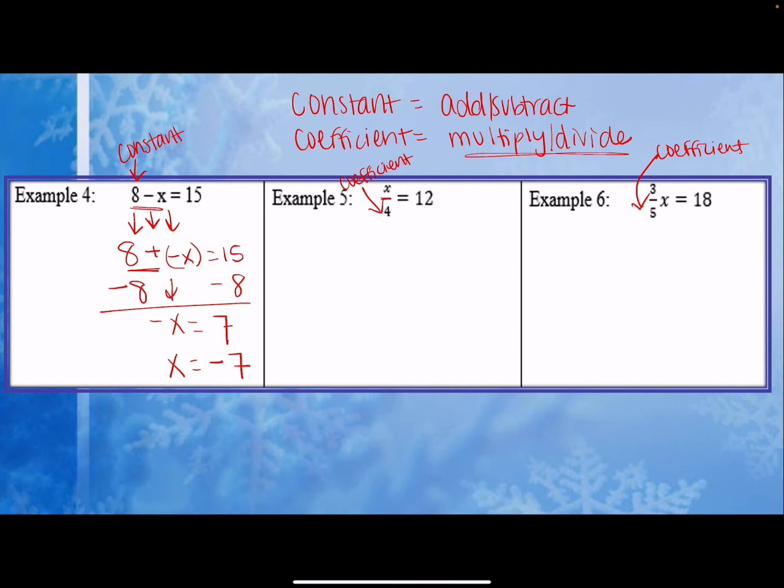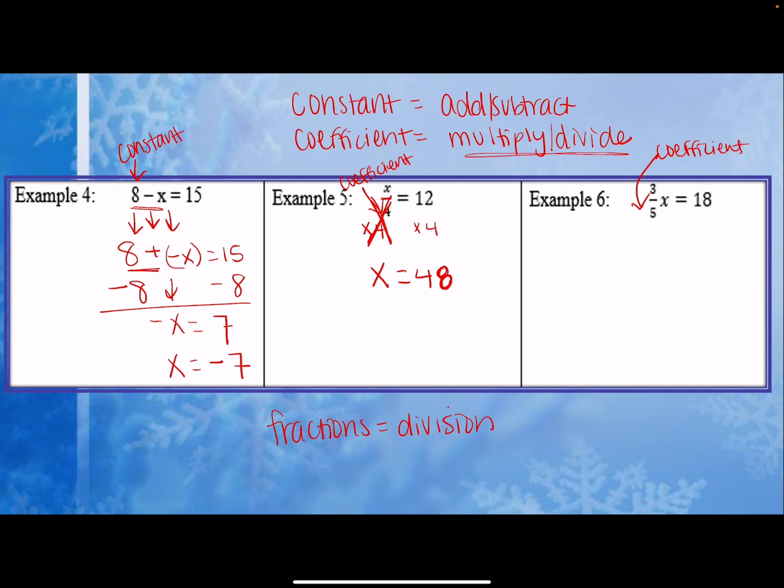X over 4 equals 12. So if x over 4 equals 12, if I have a fraction, fractions are always division. Since that's the case, remember you always want to move whatever you're talking about away from your x by using the inverse operation. The inverse of division is multiplication. So I'm really going to be multiplying both sides by 4. Dividing by 4 and multiplying by 4 are inverse operations, so they'll cancel each other out. So x is just going to be equal to 12 times 4, which is 48.